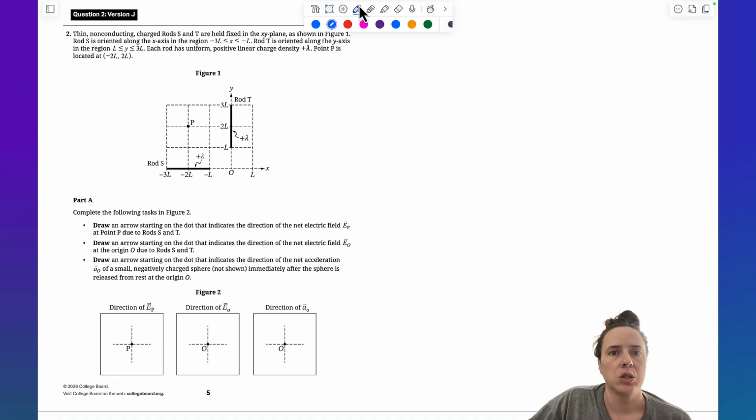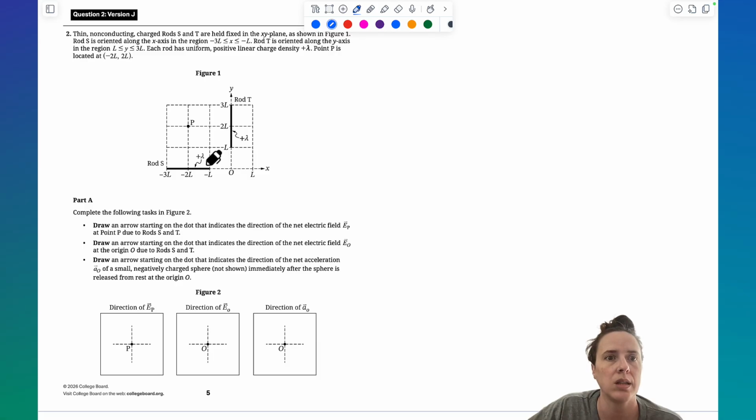So in this question, we have thin, non-conducting charged rods S and T held fixed in the XY plane as shown in figure 1. Rod S is oriented along the x-axis in the region negative 3L to negative L. Rod T is oriented along the y-axis in the region L to 3L. Each rod has uniform positive linear charge density of positive lambda, and point P is located at negative 2L, positive 2L.